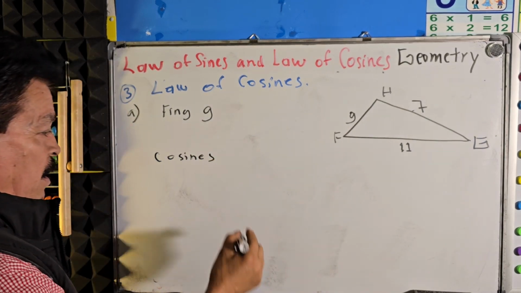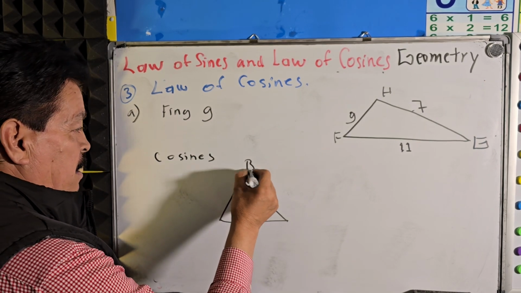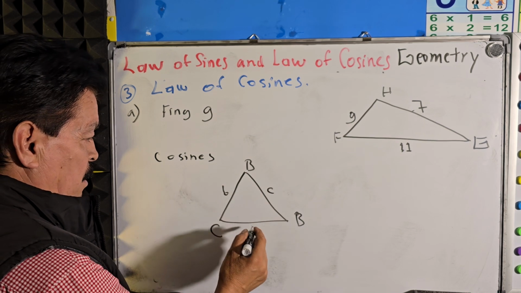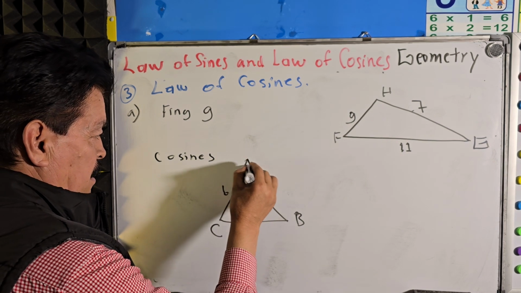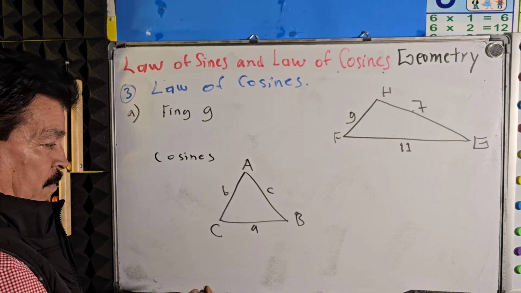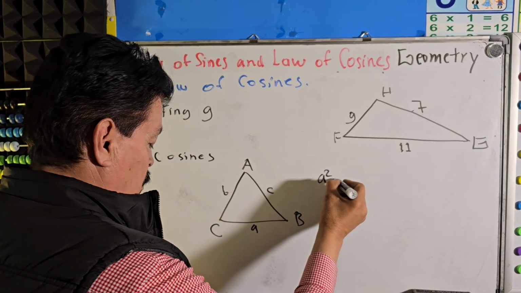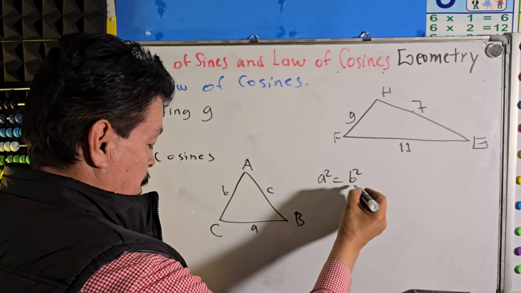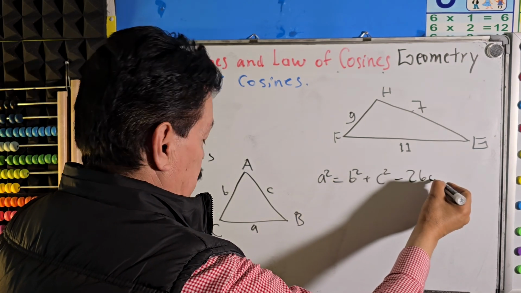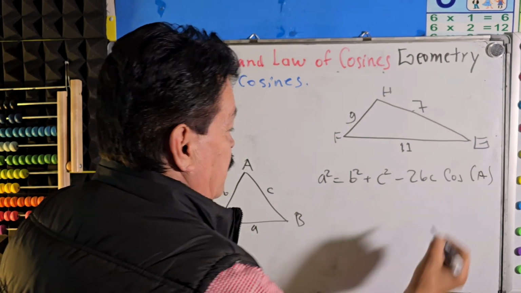So the rules. If we have a triangle like this, let me make a picture of this triangle A, B, C. So this is C, this is B. No, this is A, like this. So we have 3 different formulas here. One is A squared is equal to B squared plus C squared minus 2BC cos A. That's the first one.